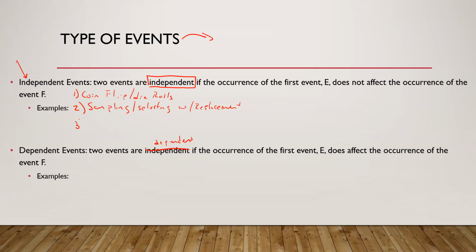Or the third one, which we'll use a lot today, is sampling or selecting from a large population.